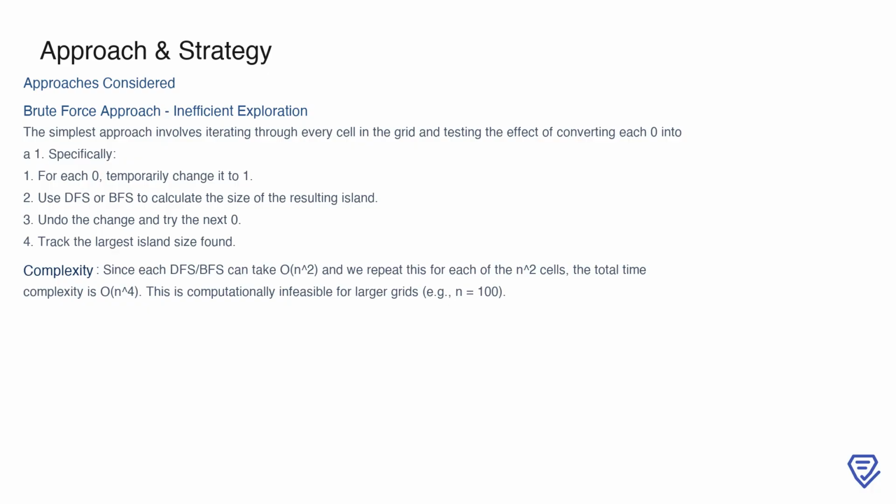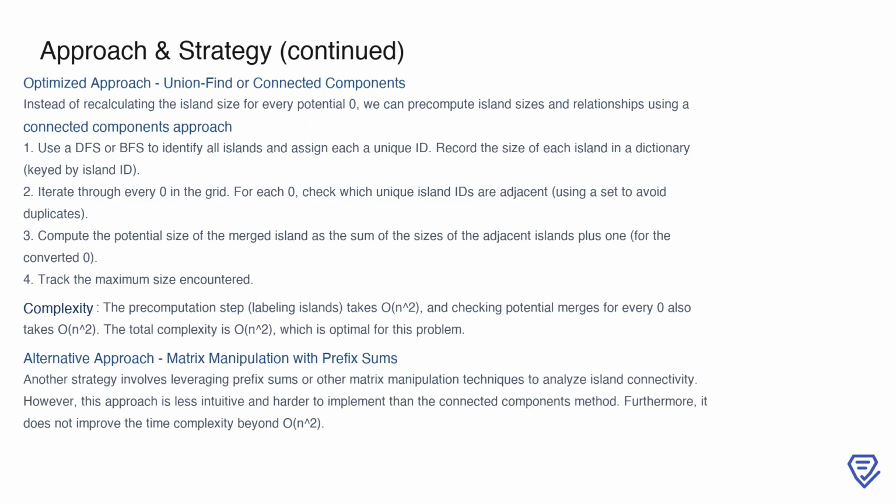To improve upon the brute force method, we can use an optimized approach based on connected components. Here, instead of recalculating the size of islands repeatedly, we pre-compute this information and reuse it. First, we use DFS or BFS to identify all existing islands in the grid, assigning each a unique ID and recording their sizes in a dictionary. Then, as we iterate through the zeros in the grid, we determine which unique island IDs are adjacent to each 0, using a set to avoid duplicates.